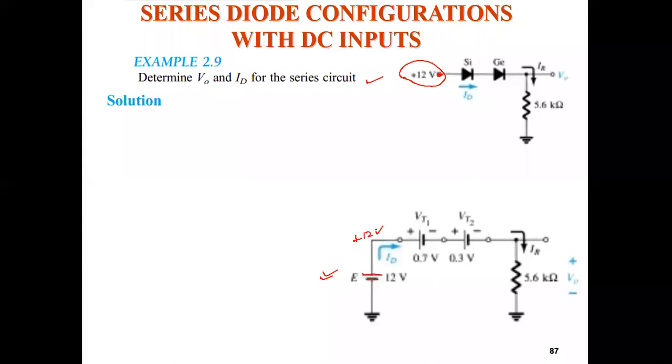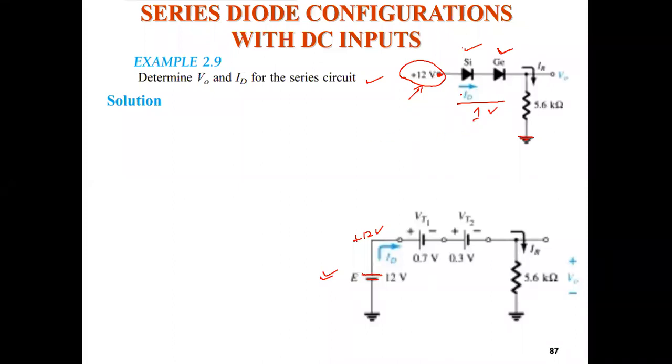Now after that, first you check whether these diodes will conduct or not. Just by looking at these diodes, you can see that both the silicon diode and the germanium diode are in forward bias direction, because the left side is at 12 volt and the right side is ground. The silicon requires 0.7 and the germanium needs 0.3, so the total requirement here is 1 volt. Your applied voltage is 12, which is more than 1, so it will conduct.